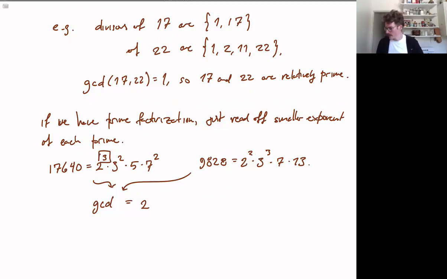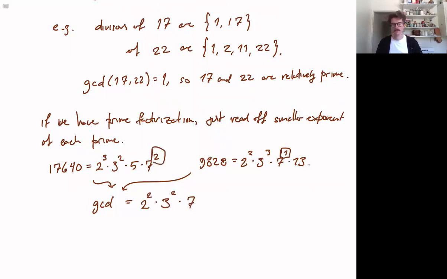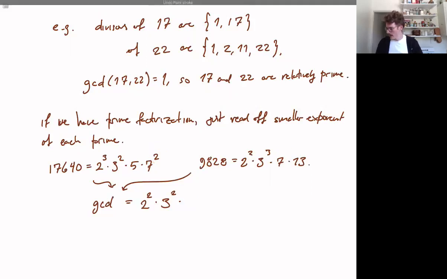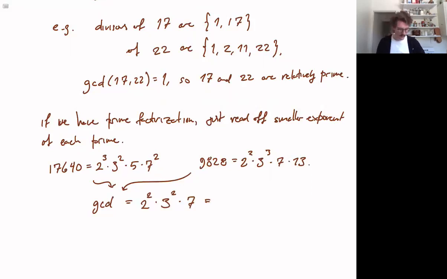So in this case, the smaller exponent is 2, so the greatest common divisor will have 2 to the 2. And then for 3, we look at the two exponents, and the lower one, again, is 2. 5 does not appear at all in the second one, so we will have to leave it out entirely. And then for 7, we have 7 squared and 7 to the 1, so we get 7 to the 1. And then no 13 on this side either. So that is it. And what is this? I guess this is 252, according to my notes.